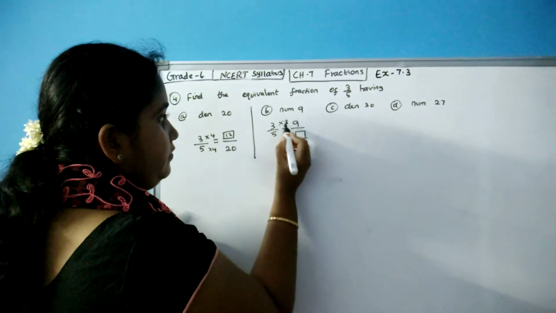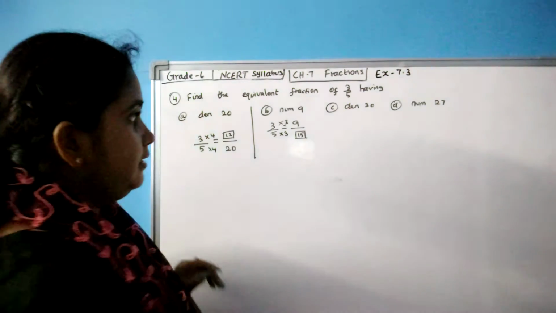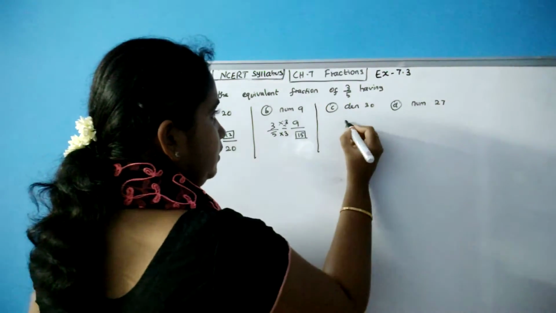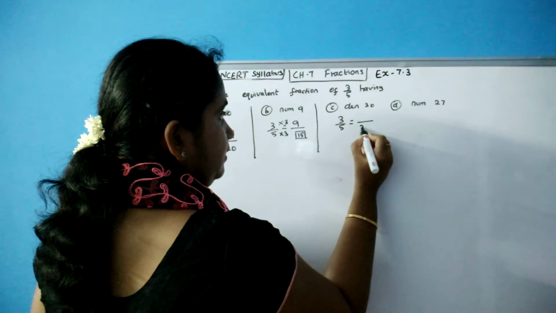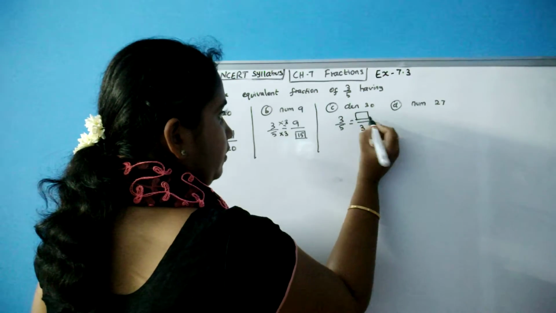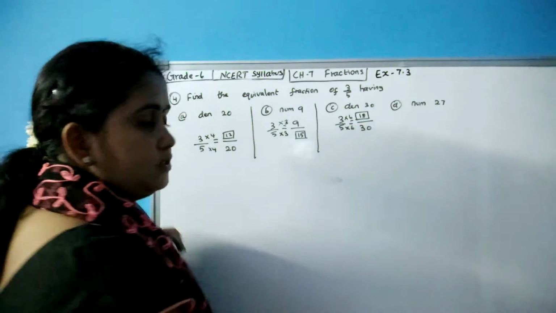3 into 3 gives you 9. So 5 into 3 gives you 15. Hope you understand. Your next sum: 3 by 5 equals a numerator box over denominator 30. 5 into 6 is 30, 3 into 6 is 18. So 18 is your answer.